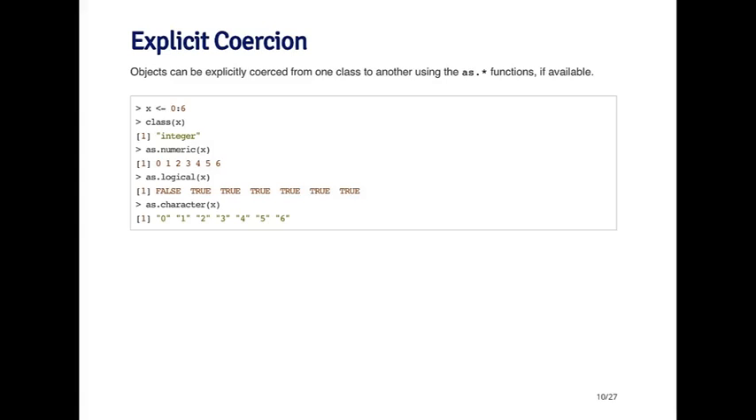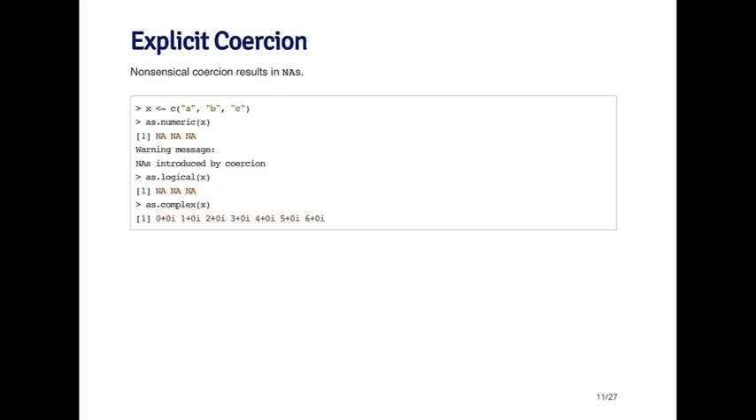And finally, if I call as.complex, this is fairly straightforward because all it does is give you a complex number where all the imaginary components are 0. Now, coercion doesn't always work, and when it doesn't work, you get what are called NA values. So nonsensical coercion will result in NA. For example, if I take the vector a, b, c and call as.numeric, there's really no way to convert the letters a, b, and c to numeric values. And so what you'll get is a vector of NAs plus a warning. Similarly, if you call as.logical on x, you're going to get a vector of NAs.